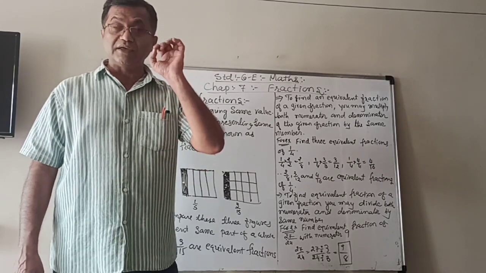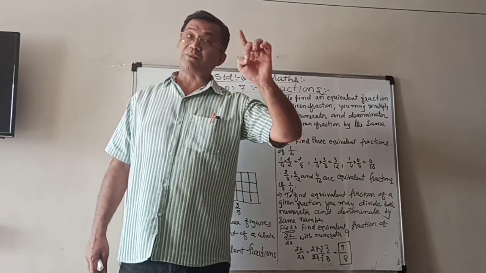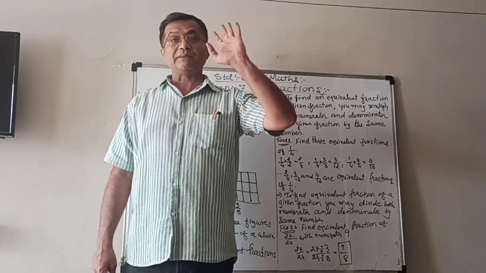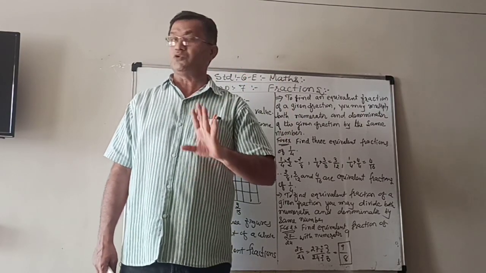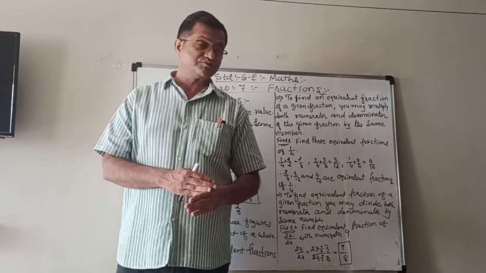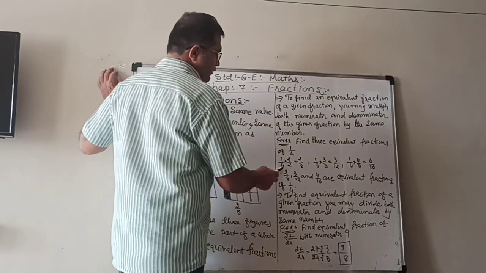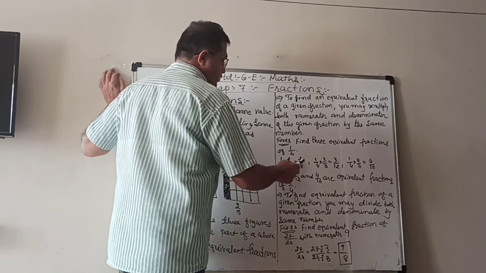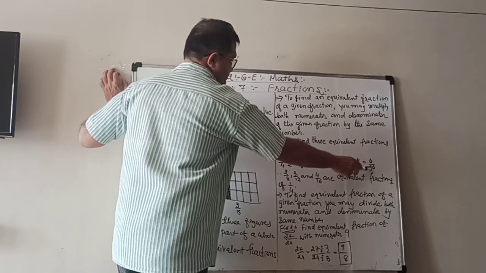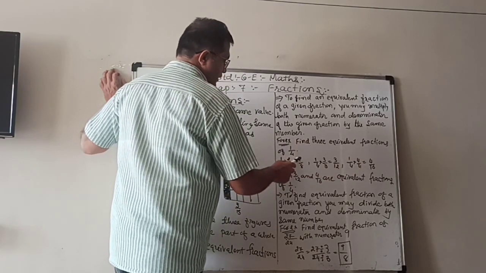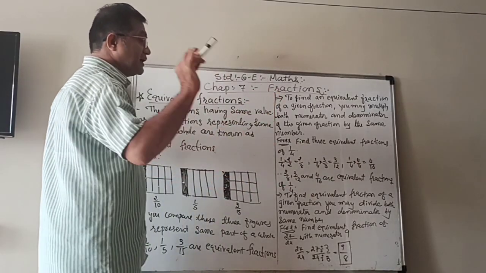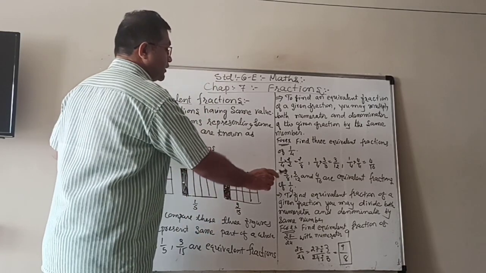Just remember that whenever you multiply, you multiply the numerator and denominator with the same number. Not like you multiply numerator by 3 and denominator by 5. No. You have to multiply both of them with the same number. So here you see that 1 upon 4, when multiplied by 2 upon 2, you get this fraction, multiplied by 3 upon 3 you get 3 upon 12, and so on. It means that 2 upon 8, 3 upon 12, 4 upon 16, all are equivalent fractions of 1 upon 4.